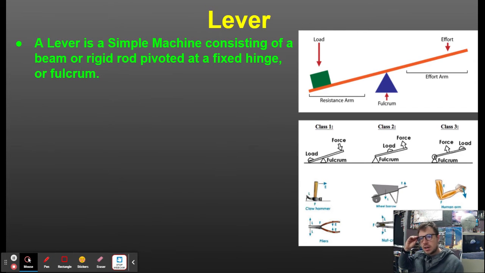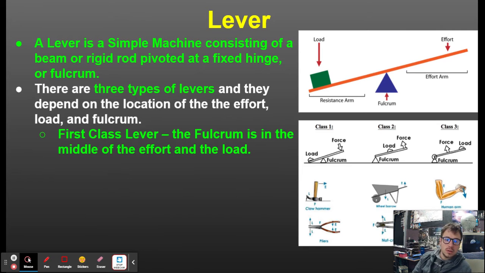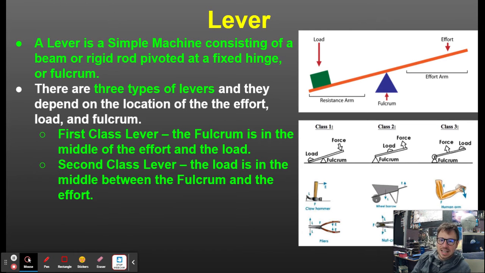So we did look at a lever. Now a lever is a simple machine consisting of a beam or rigid rod pivoted at a fixed hinge or fulcrum. Now there are 3 types of levers, and they depend on the location of the effort, load, and fulcrum. So we have a first-class lever: the fulcrum is in the middle between the effort and the load. Second-class lever: the load is in the middle between the fulcrum and the effort.